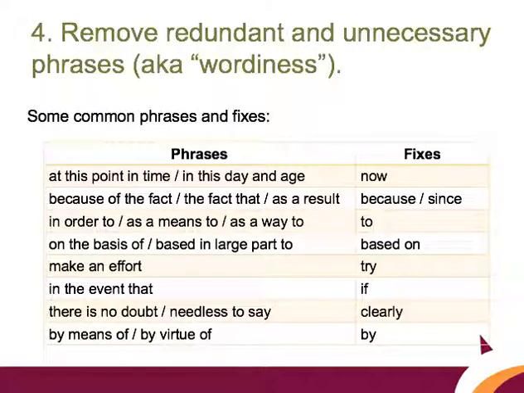Okay, so finally, remove redundant and unnecessary phrases. So this is basically wordiness. Academic writing is not just supposed to be big words and long sentences. That's a misnomer. I mean, people sometimes think that, but that's not the case. Academic writing should be characterized by clear, concise writing that gets to the point, and doesn't employ a lot of extras. So here's a list of common phrases, some phrases you might be using, and here's some fixes on the right.